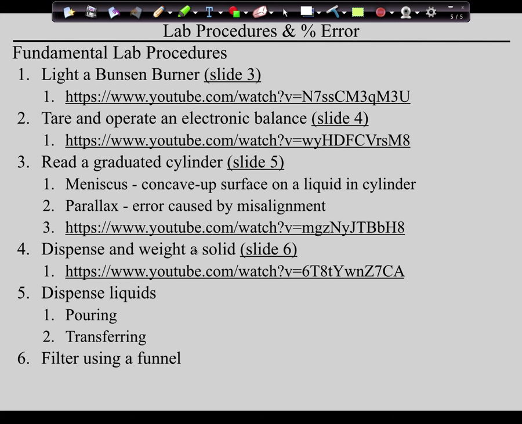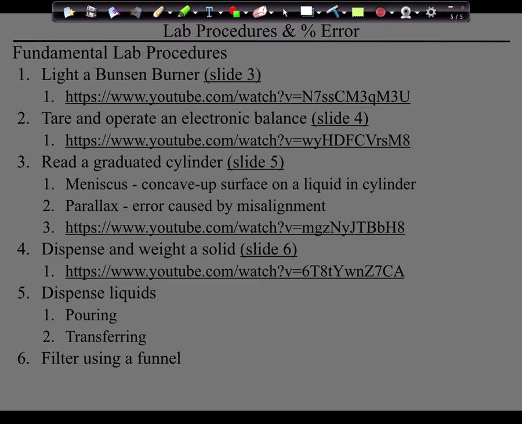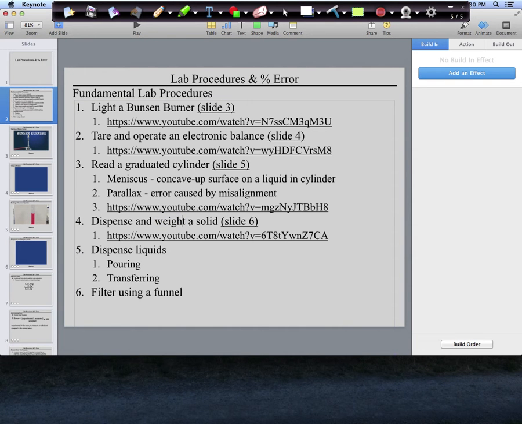Okay, so guys, we have now done 1, 2, and 3. Now what you need to do is learn how to dispense and weigh a solid. That says weigh. You need to learn how to dispense and weigh a solid.